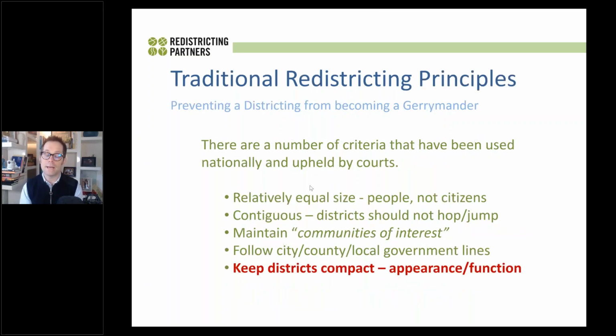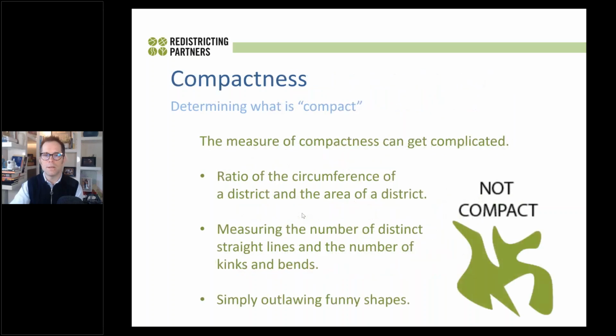Another criteria, the last on this kind of traditional criteria list, is keeping districts compact. Now, compact doesn't necessarily mean small. It has to do more with the shape of the area. In science, the most compact shape is a sphere. So the more sphere-like, square-like, the more compact something is. And there are a ton of metrics around compactness and mathematical formulas and different research papers, making it really crazy in terms of trying to calculate compactness.